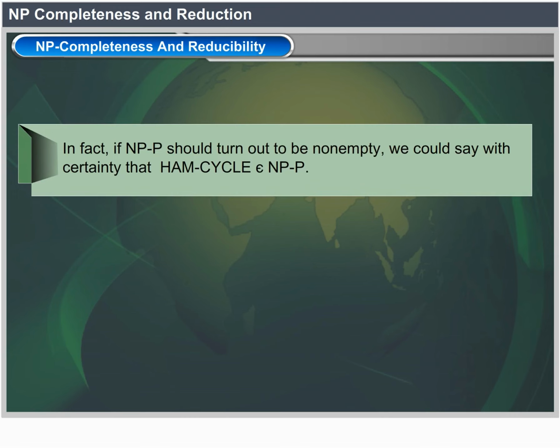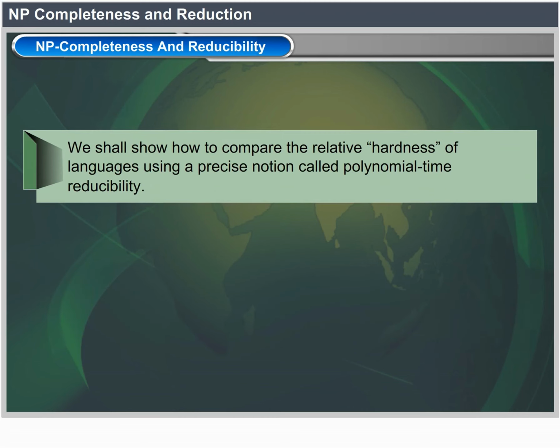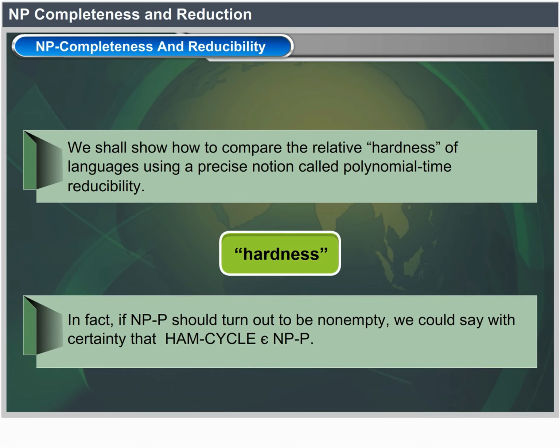The NP-complete languages are, in a sense, the hardest languages in NP. We shall show how to compare the relative hardness of languages using a precise notion called polynomial time reducibility. Then we formally define the NP-complete languages, and we finish by sketching a proof that one such language, called circuit SAT, is NP-complete.